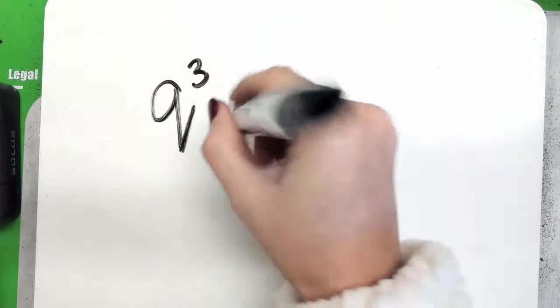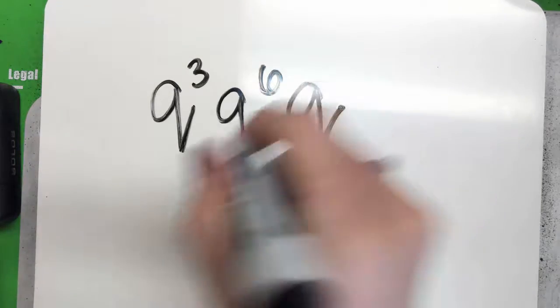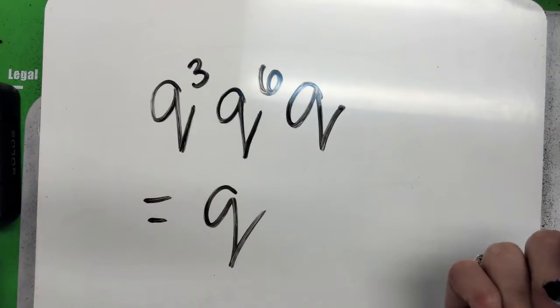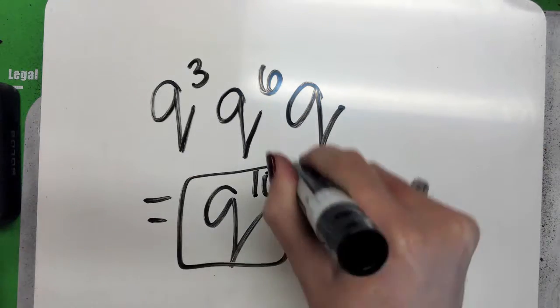Alright, this one should have been really simple. When we multiply things with the same base, we do what with their exponents? I hope you said add. So that's 6 plus 3 plus 1, is q to the 10th power.